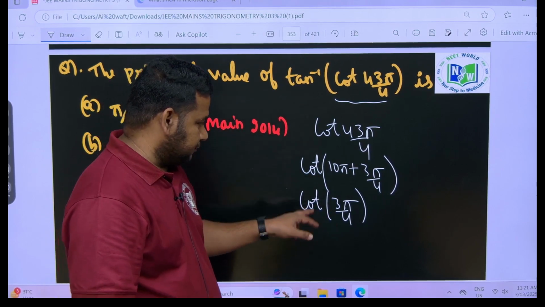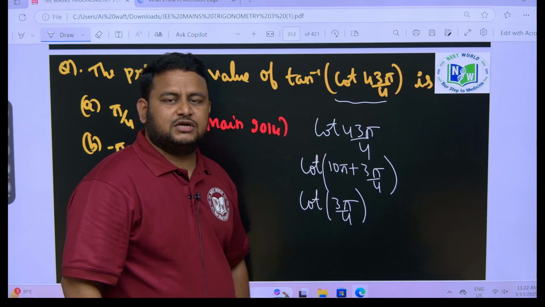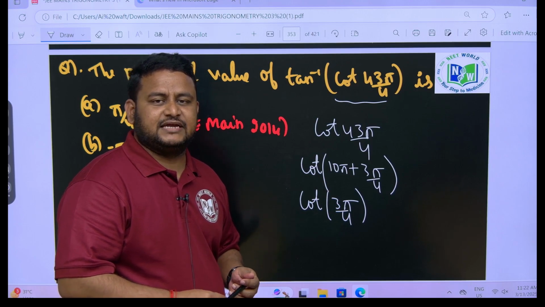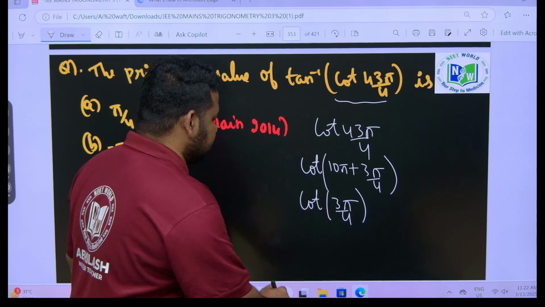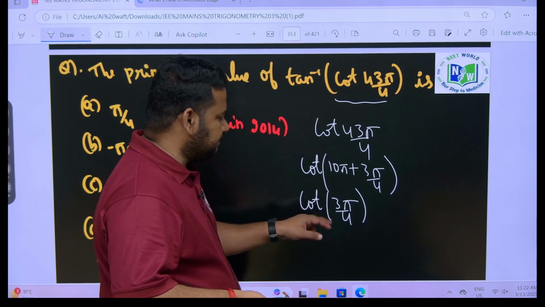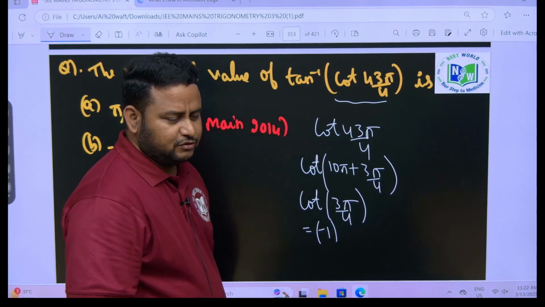Now look at this value, cot 3 pi by 4. It is coming in second quadrant. In second quadrant, only sine and cosec are positive. What about cot? Cot is negative. So for pi by 4 the value is 1. Since it is 3 pi by 4, this will be equal to minus 1. You have to remember this.